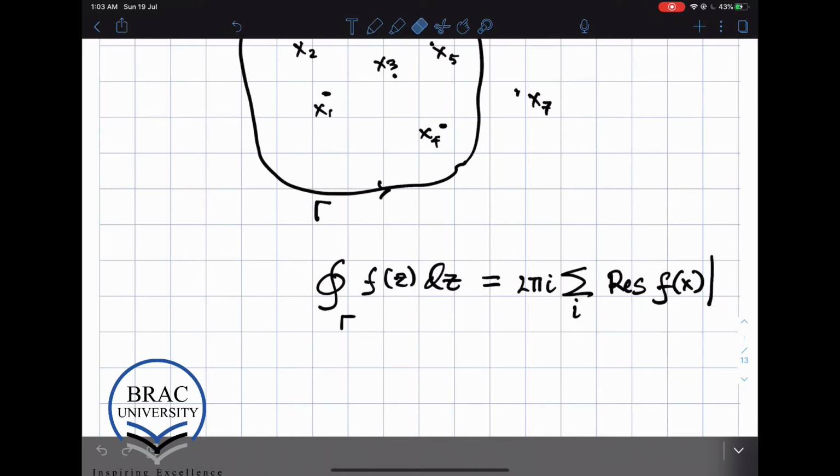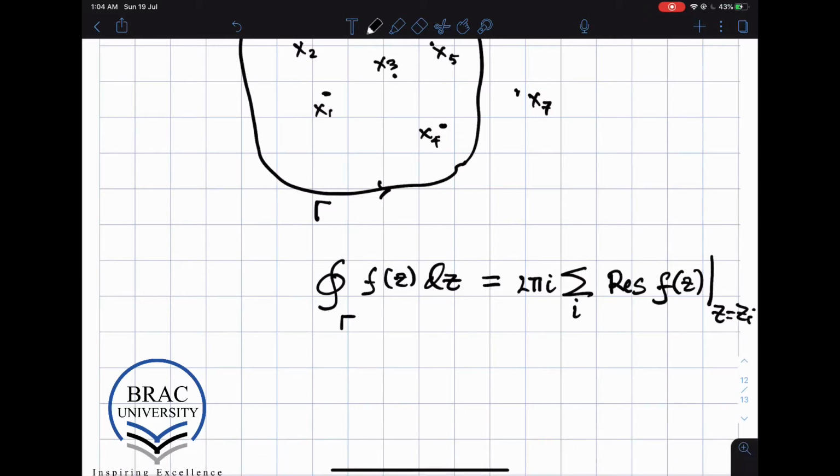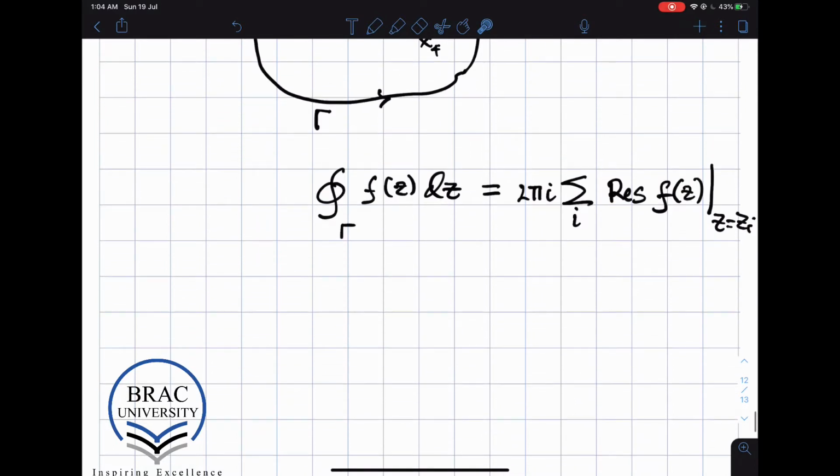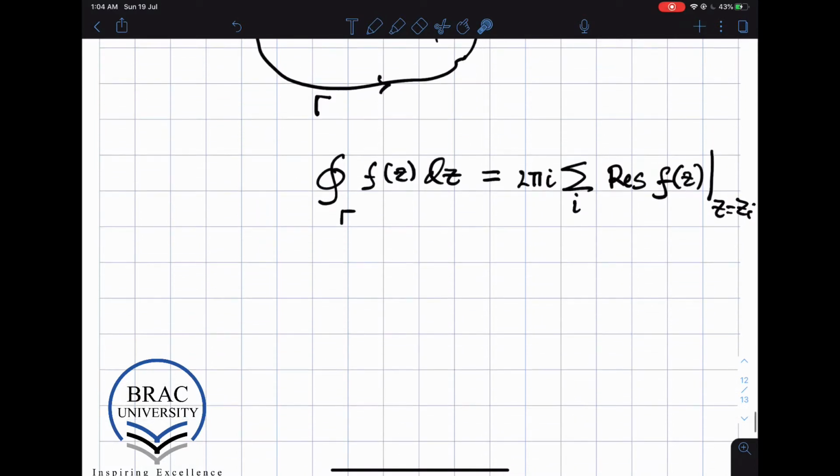This should be z, and this is z equals z_i, and these should also be z's. I'm just too lazy to change them. All right, so this is Cauchy's, that was the famous Cauchy's residue theorem.